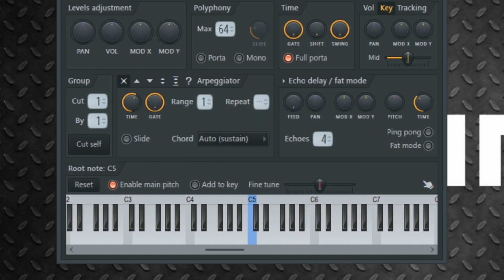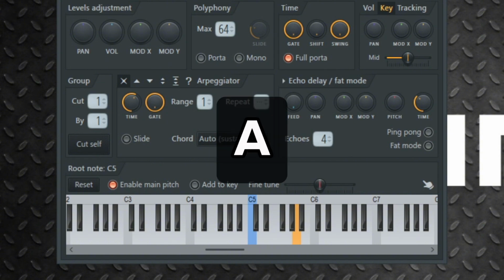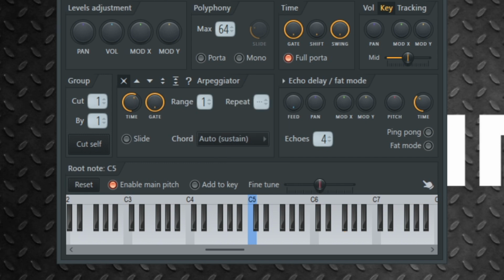Now then, it's time to assign names. Let's start with the white keys. The base frequency of 440 Hz is the letter A, followed by B, C, D, E, F, G, and back to A, but 1 octave higher.